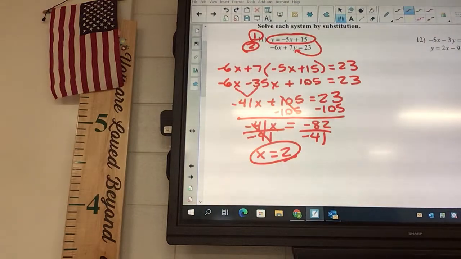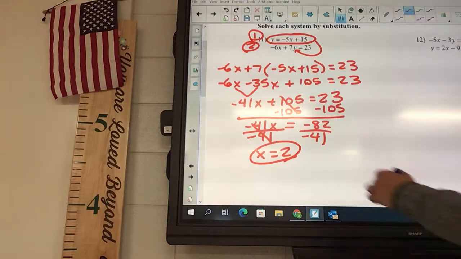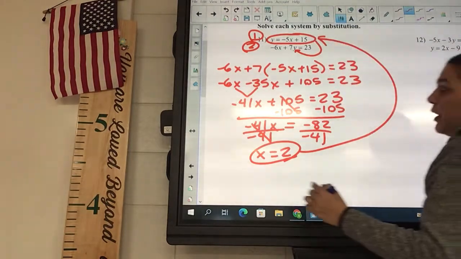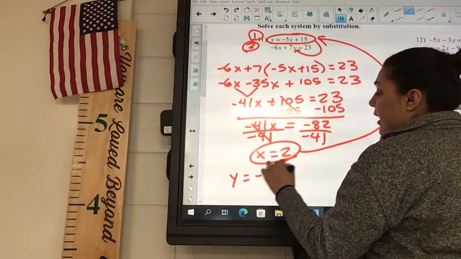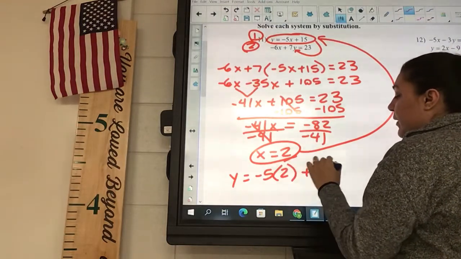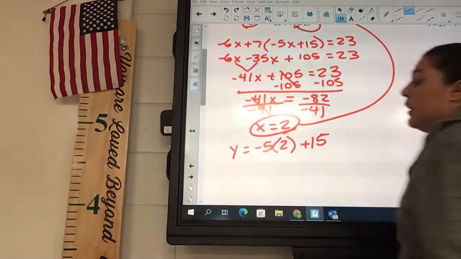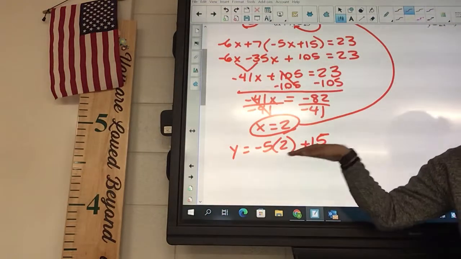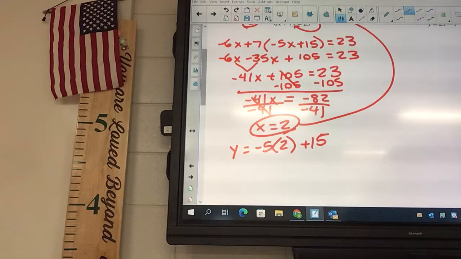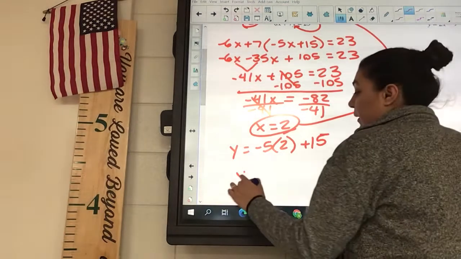Now what do we do? You're done. Oh no, you plug in the original. Yeah, the circled one up here, okay? So we got y equals negative 5, and instead of x, I'm writing 2 plus 15. Okay, this part you can type all in your calculator. Negative 5 times 2 plus 15. 10. What is negative 5 times 2? Negative 10. Okay, what's the answer? 5.